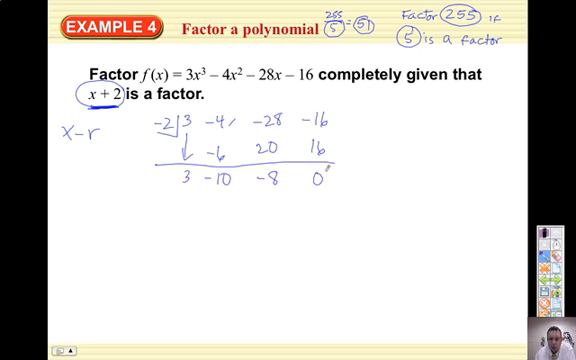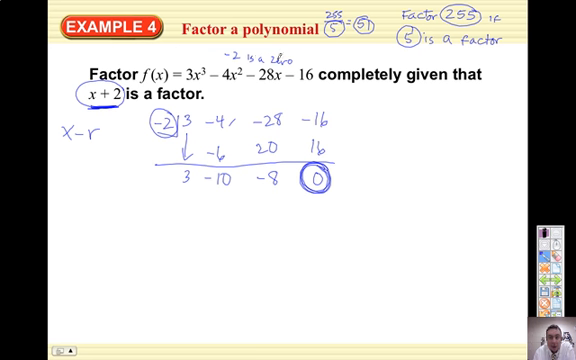What does this mean? What if I get a remainder of 0? That means negative 2 is a 0 of this function right here. If I get a remainder of 0, negative 2 is a 0.